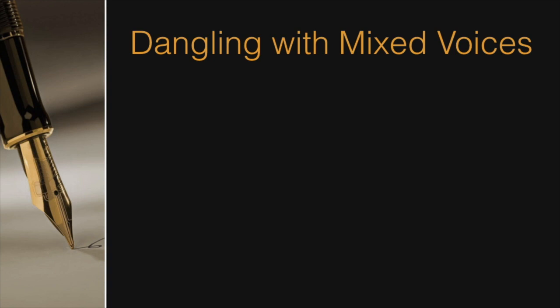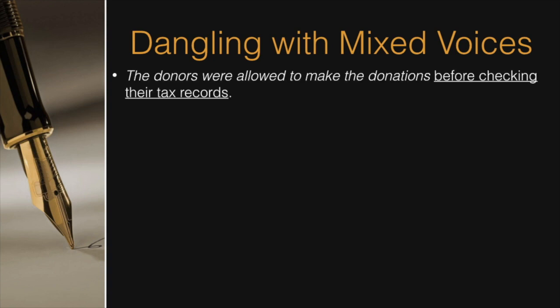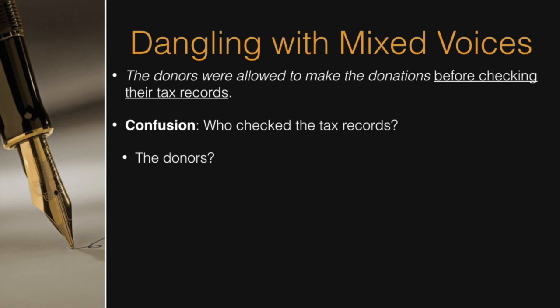Check this sentence. The donors were allowed to make the donations before checking their tax records. Note the first part, which is in italics, is in the passive voice. But the second part, which is not in italics, is in the active voice. As a result, there is a confusion as to who checked the tax records. Is it the donors or the tax department? Therefore, due to mixing of the active and the passive voices, the underlined part of the sentence is dangling.